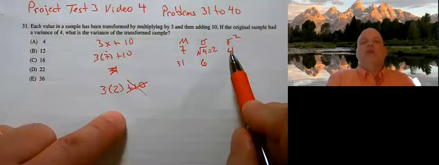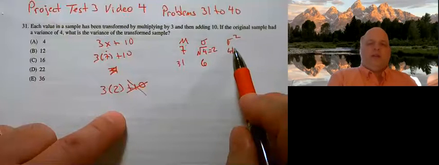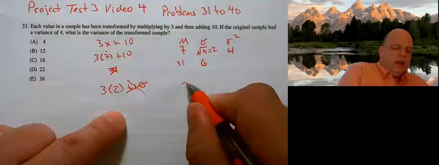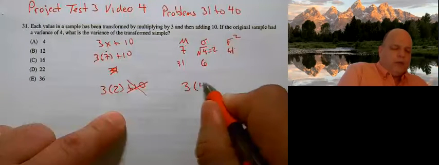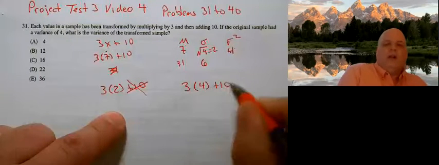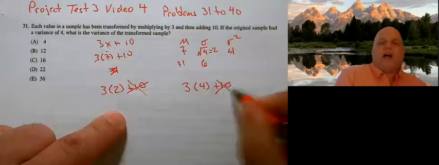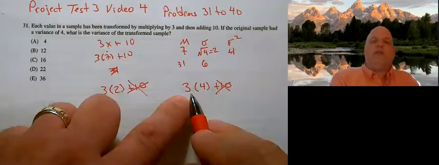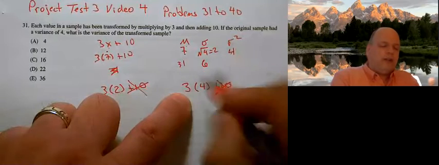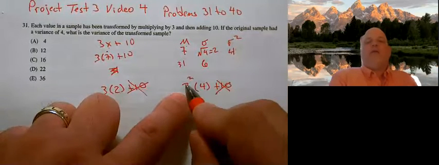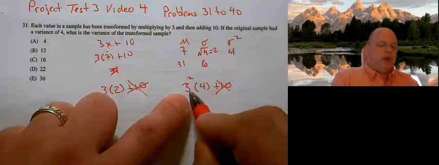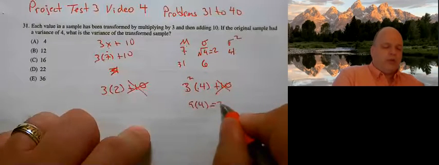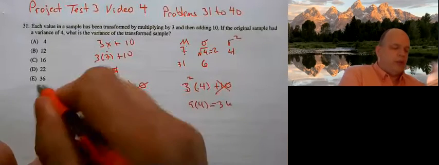Variance follows a different rule. It's squared. So essentially I'm going to go 3 times 4 plus 10. Once again, we cannot add the constant, but we can't just multiply either. We have to square it, because the variance is squared. So the thing that we're multiplying by has to be squared. So 9 times 4 equals 36, and our answer should be 36.